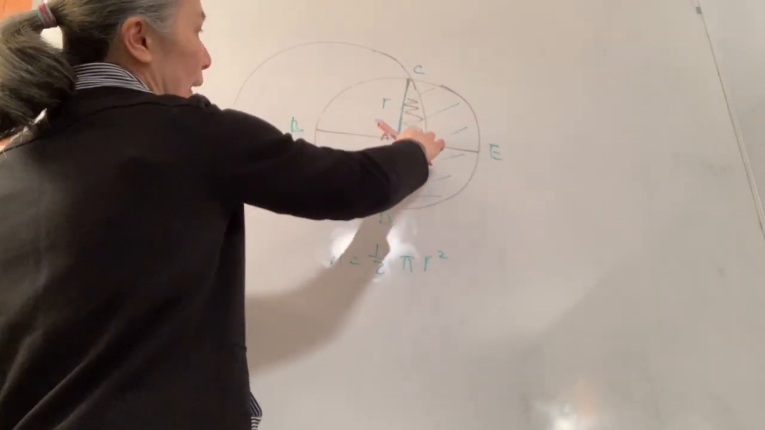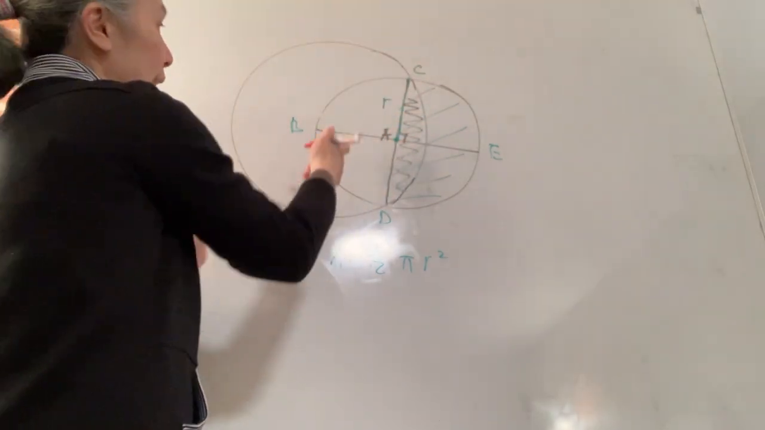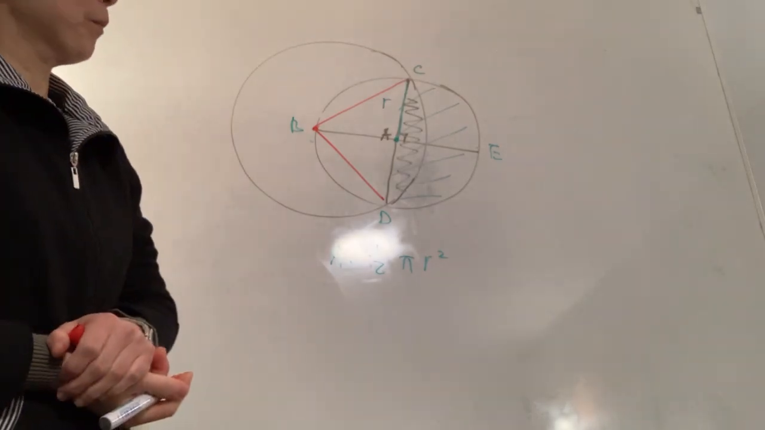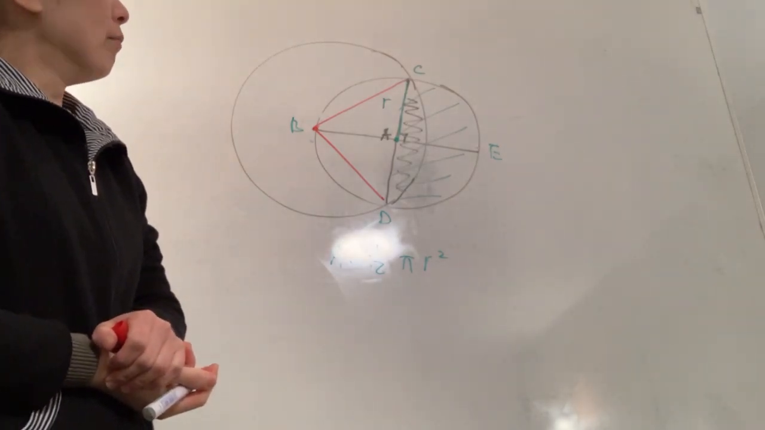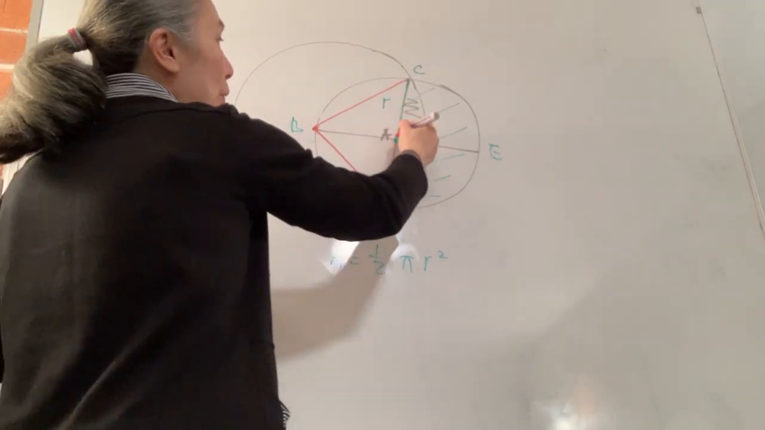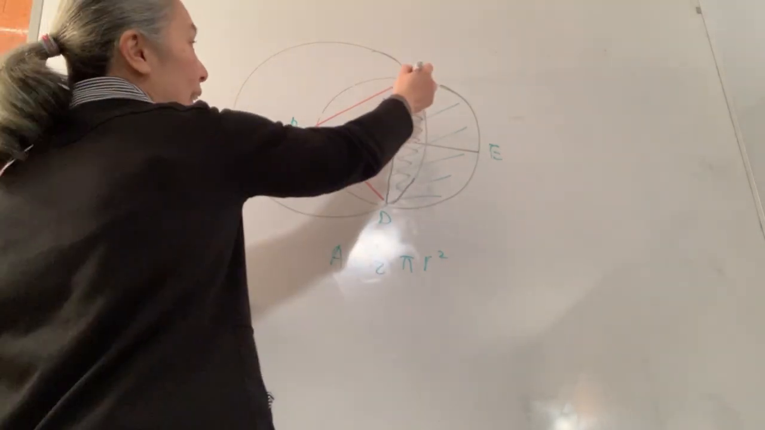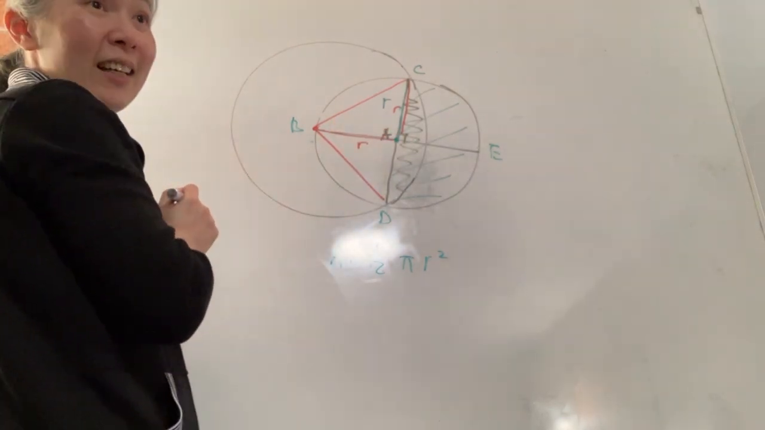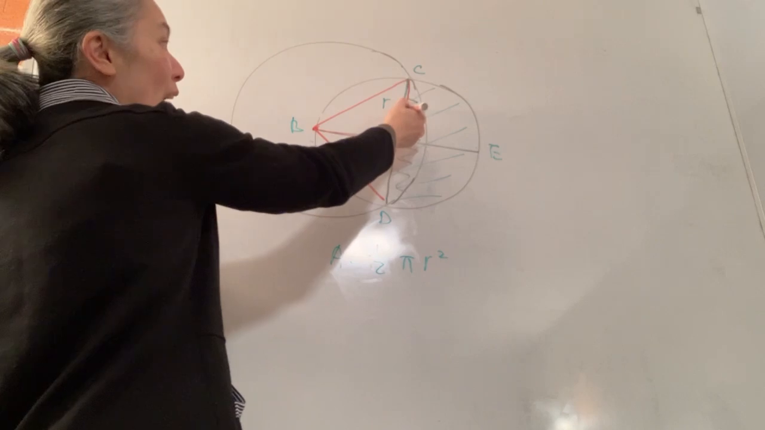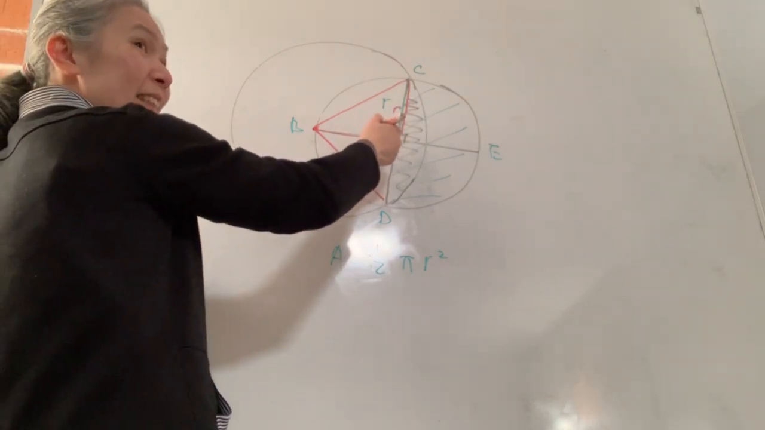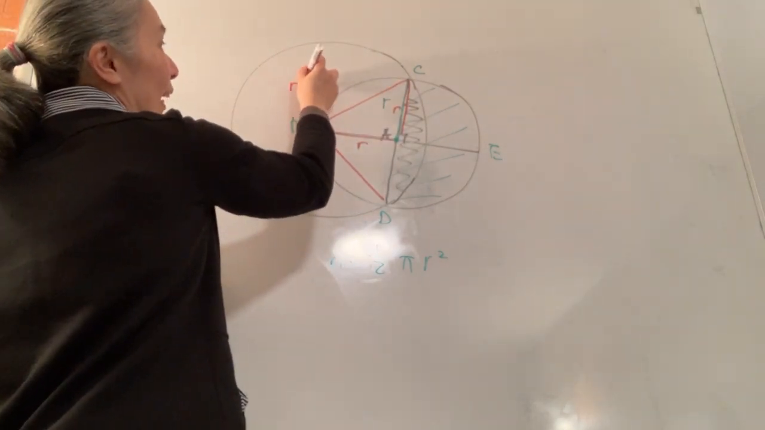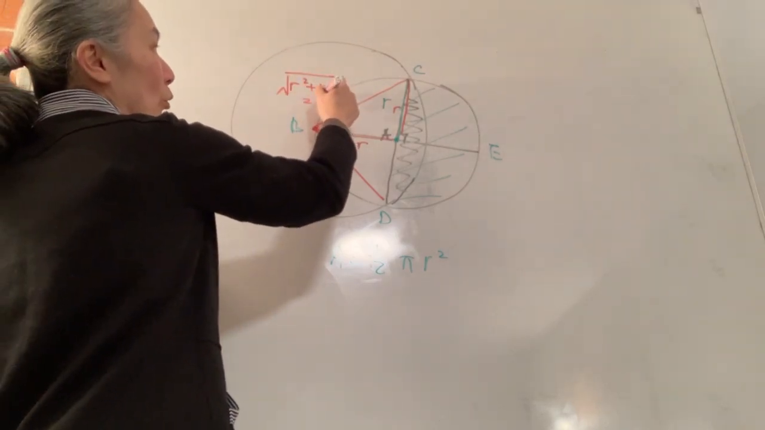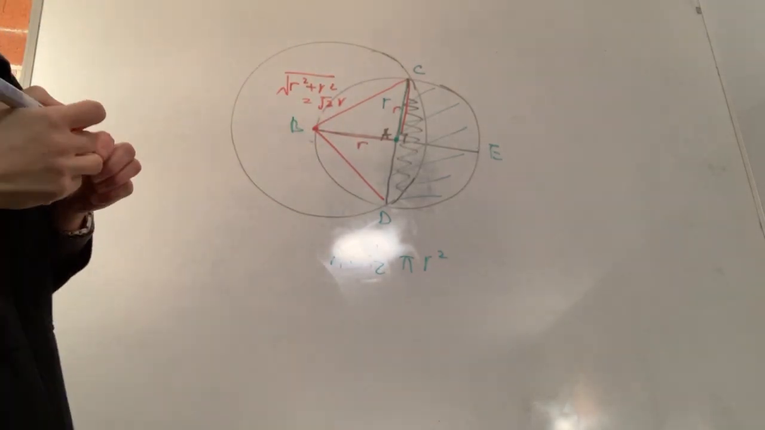So how do I find this one? This one comes from the bigger circle, which has its center right there. It's a triangle. Now you know this line is R, this line is R, and this line is R, right? Therefore this line has to be R squared plus R squared and then root it, Pythagoras theorem. So it's going to be root 2 r squared, root 2R.